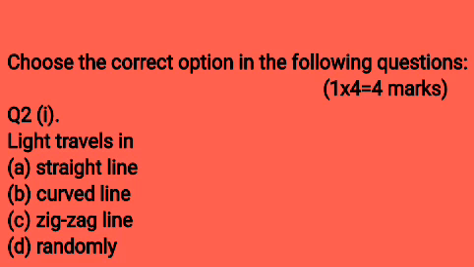The options given are A, straight line, B, curved line, C, zigzag line, D, randomly. So you have to write question 2 part 1, light travels in, then you have to choose the correct option and write the answer beside it.